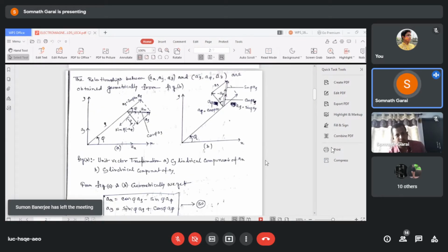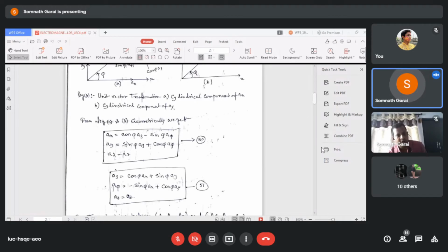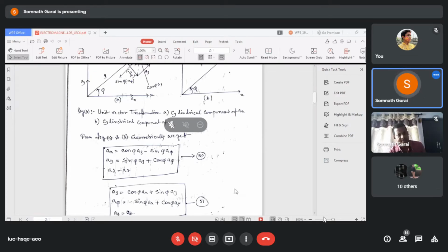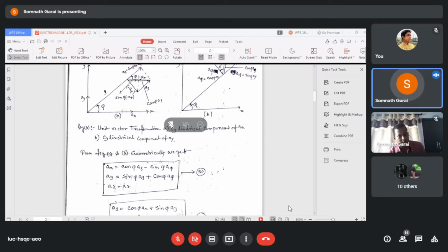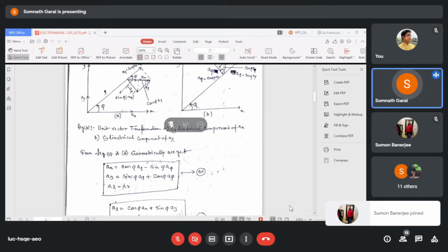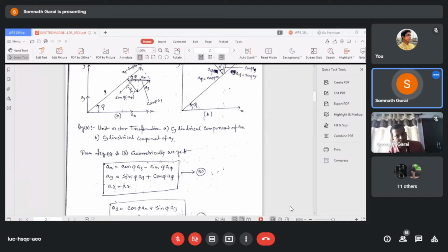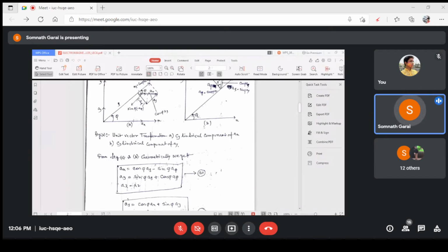Now if we determine the values of a rho, a phi and az with respect to ax, ay and az, how can you determine it? Okay, it is the same funda. Now this component, our ax component is that, and this ax vector constitutes an angle phi with this direction. So the component in this direction of the ax vector is equal to cos phi ax, and that is equal to a rho, right?